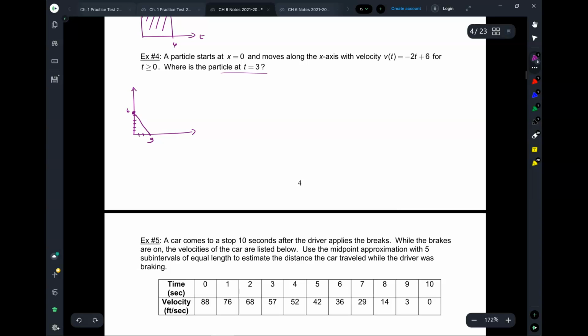You want the position of the particle. Where is the particle at t equals 3? So basically, how much has it traveled? If it starts at x equals 0, how much has it traveled this whole time? Well, again, it's the area underneath, but this time it's not a rectangle, it's a triangle. So the distance is half times 3 times 6, which is 9.